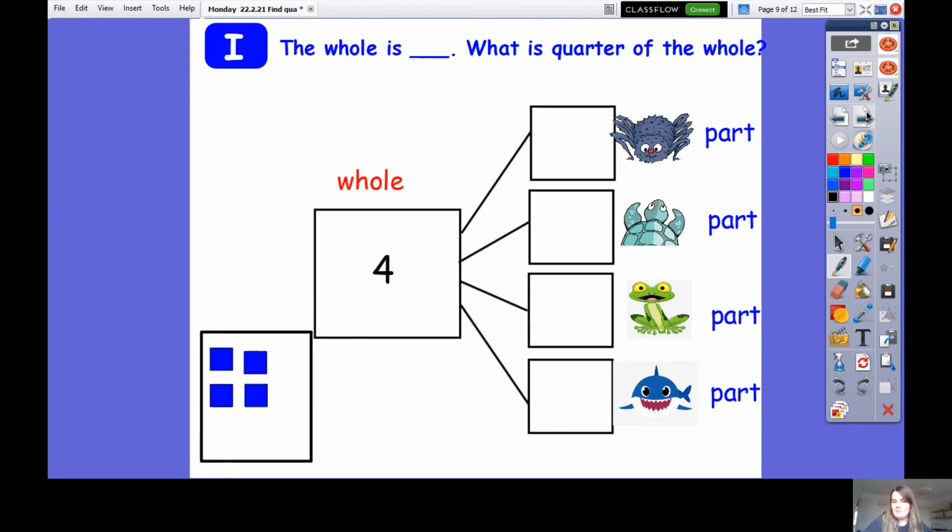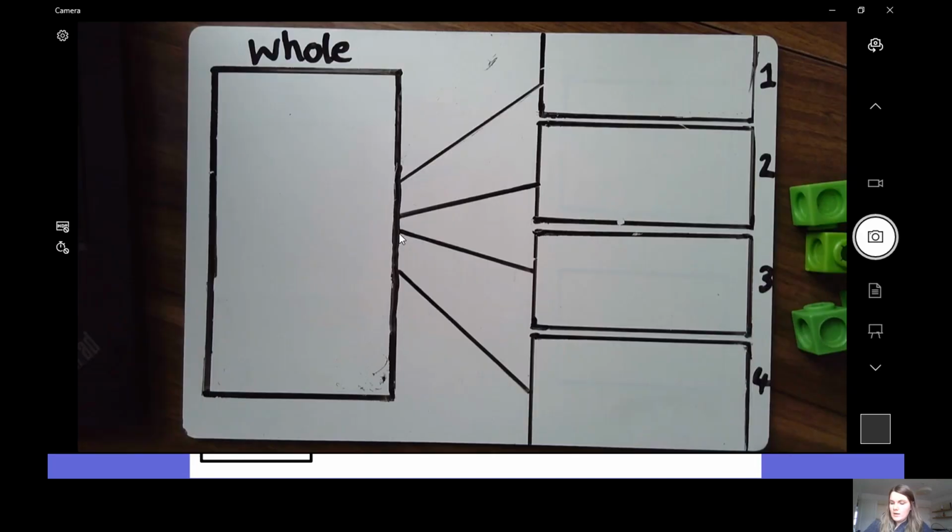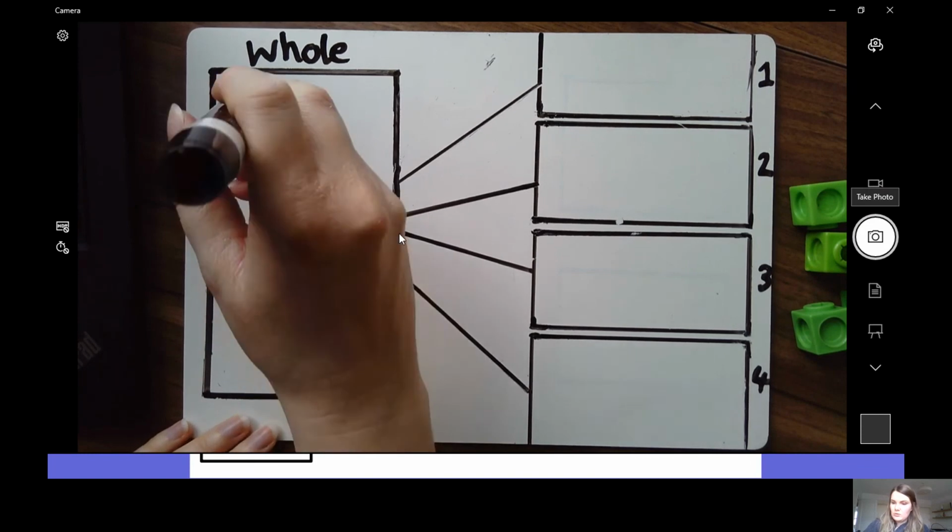Fantastic. Okay, this time we're not using any cubes, okay? We're going to be drawing instead. So Miss Bamford is going to have a go doing her drawing first. We're going to start off on a number that we should be able to share really equally. My whole, well, I can use the number or I can look at the cubes on the side to decide what my whole is. I think my whole is 4. Great, my whole is 4. So what I'm going to do is write the number 4 and draw 4.